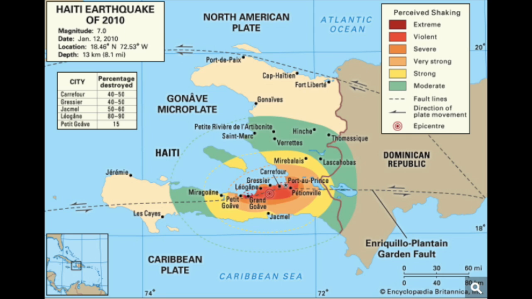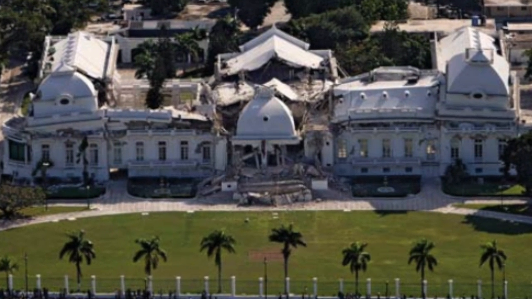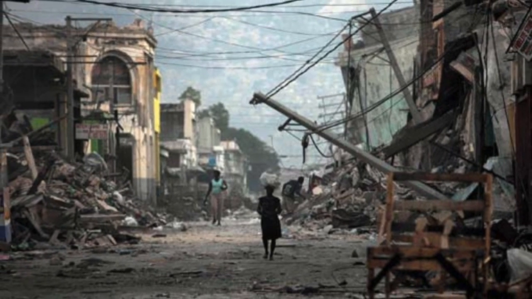One of the most devastating earthquakes in the Caribbean region in our lifetime was the Haitian earthquake of 2010. It registered an initial magnitude of 7.0 on the Richter scale, but was soon followed by two aftershocks of magnitudes 5.9 and 5.5.